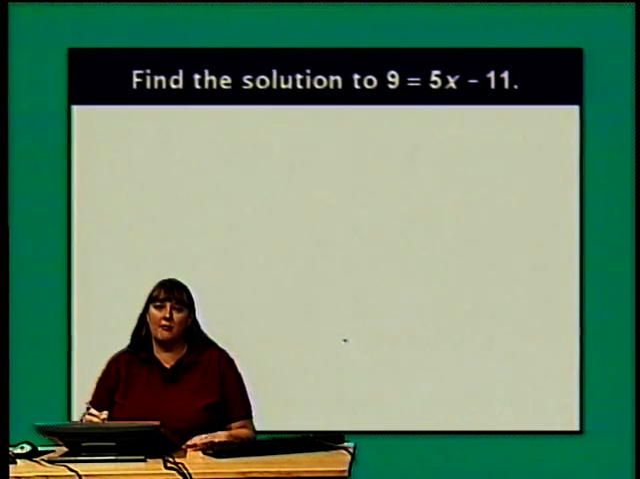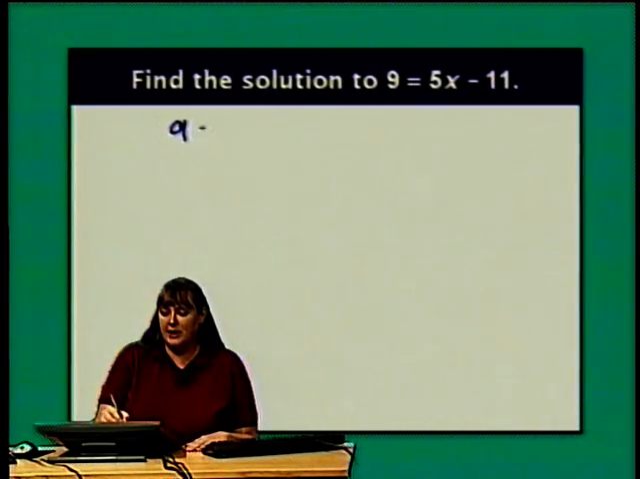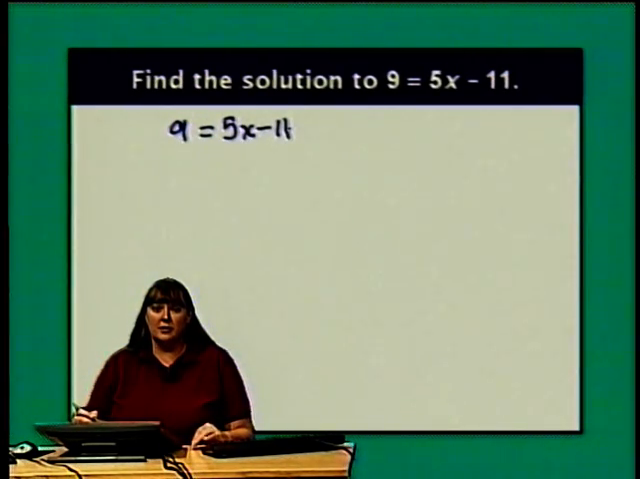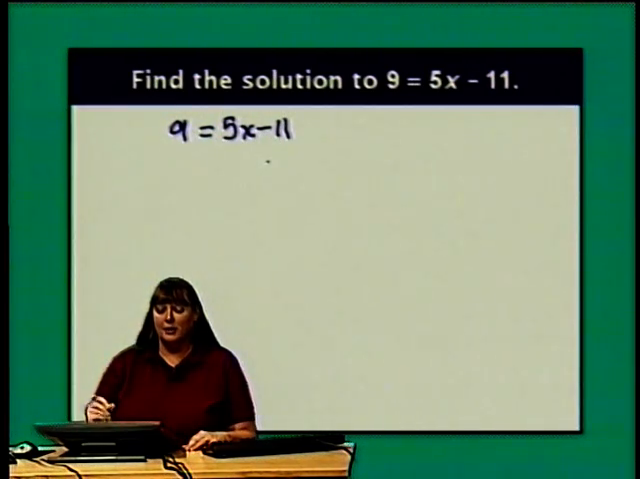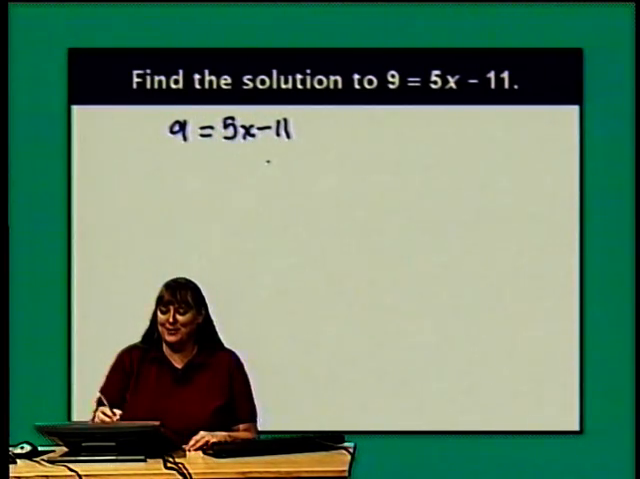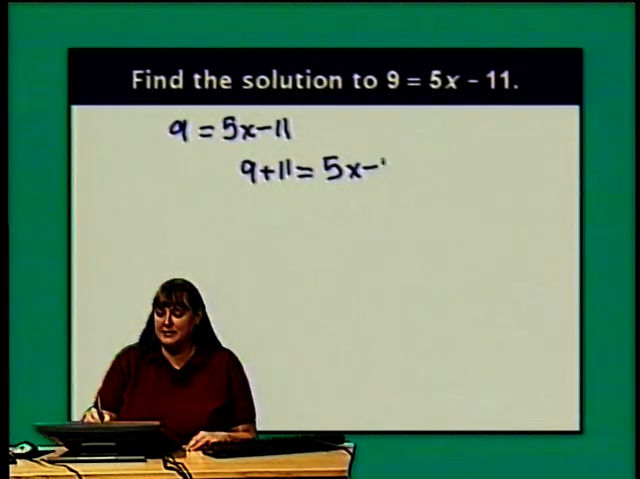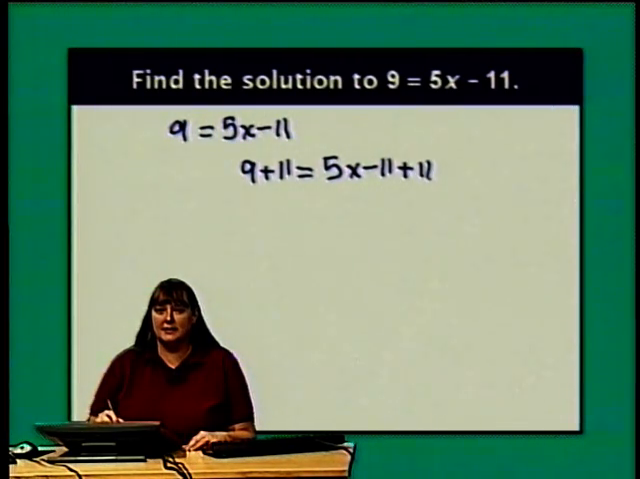Let's try another one. What if I wanted to find the solution to 9 equals 5x minus 11? This time the only term that involves a variable is 5x. I want to isolate the variable x, so I'm going to go ahead and move my constants to the left-hand side of the equation. I can do that by adding 9 to both sides of the equation. No, I can do that by adding 11 to both sides of the equation. I want to get rid of the minus 11 by the 5x here. So if I add 11 to both sides of the equation, 9 plus 11 equals 5x minus 11 plus 11.